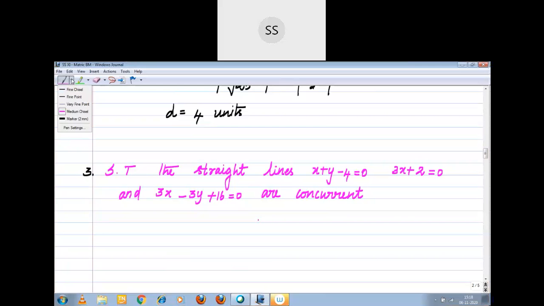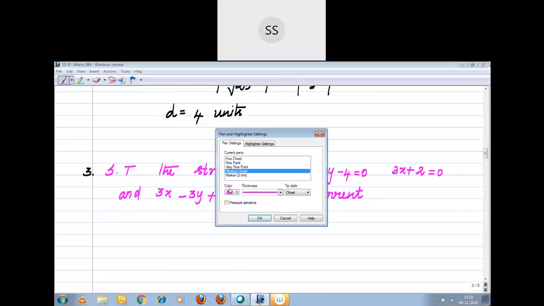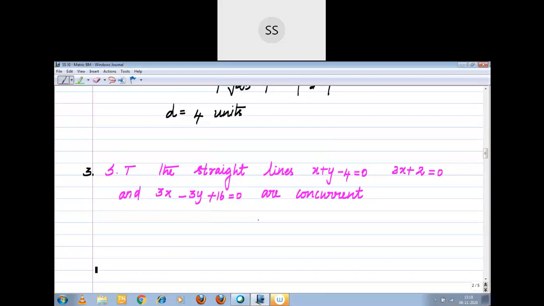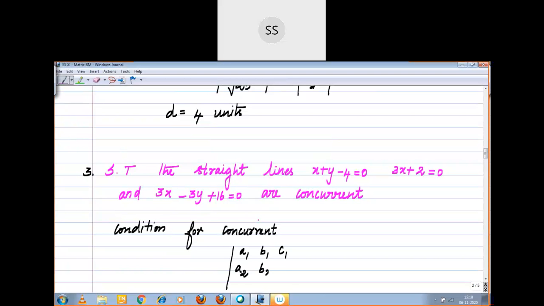Concurrent, right? Now, how to prove this result? Children, how to prove this? Now you see, condition for concurrent. That is, determinant A1, B1, C1, A2, B2, C2, A3, B3, C3 equal to 0.